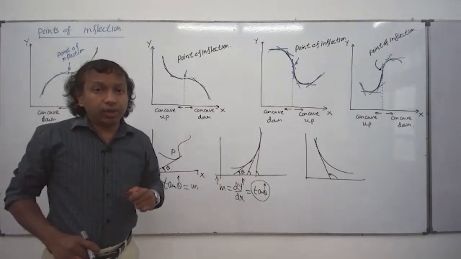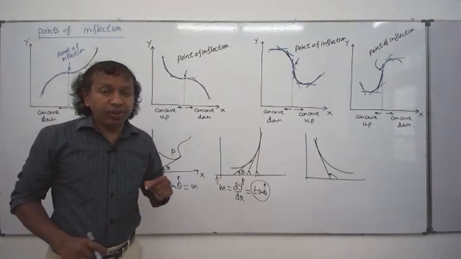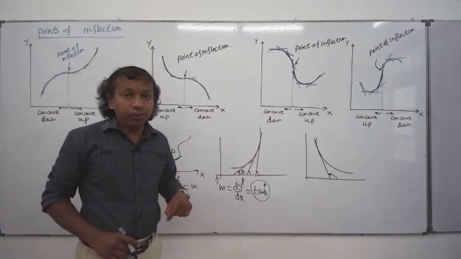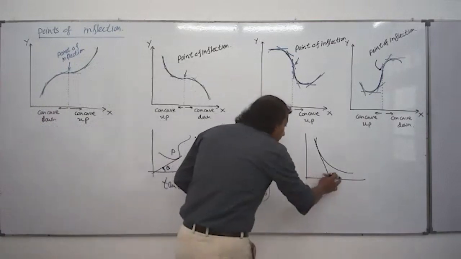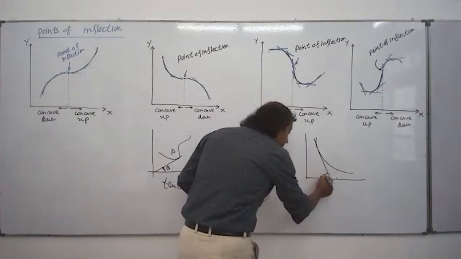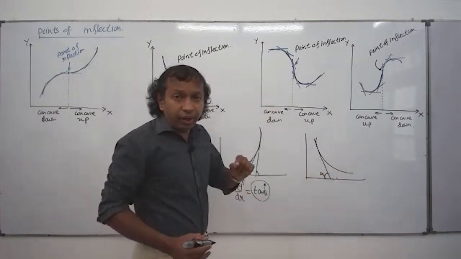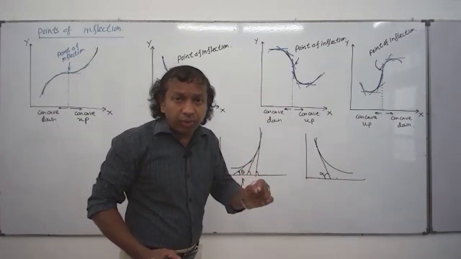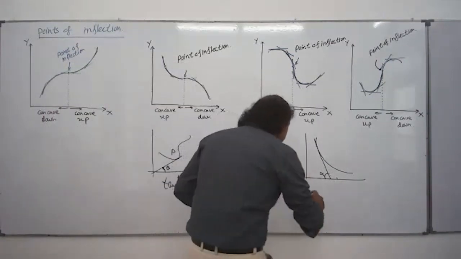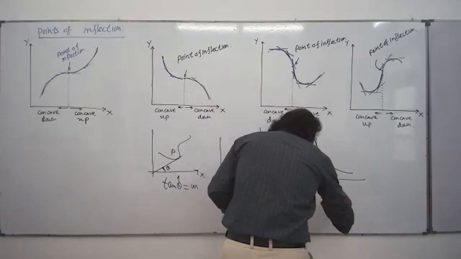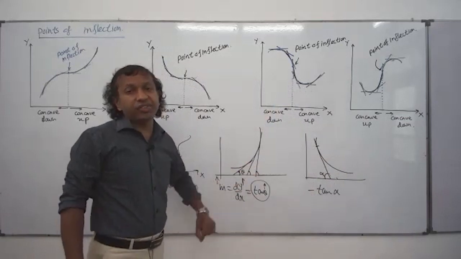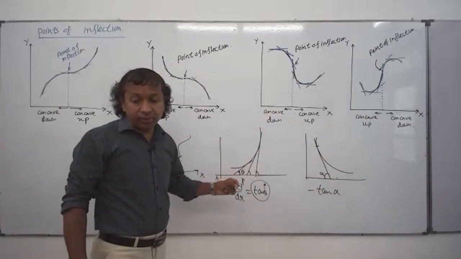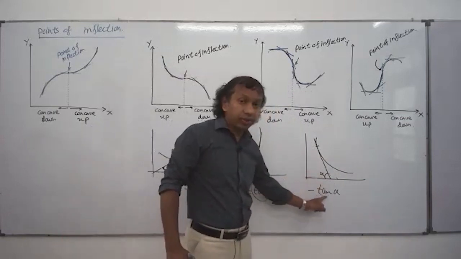I think I told this before too. When the gradient is negative, to find the exact gradient, I told you to take what? This angle. To take this angle and take its tan value and put a minus sign before. Like this. Minus tan alpha, to get the gradient of this point. We put a minus sign because the gradient is negative. Its size is given by tan alpha, then minus tan alpha.